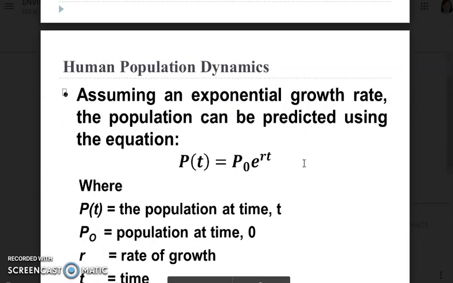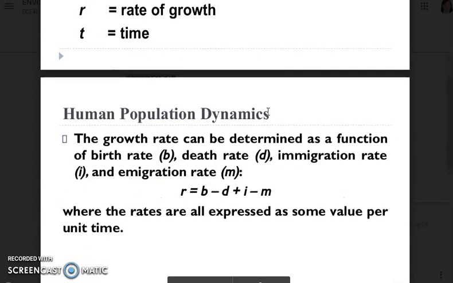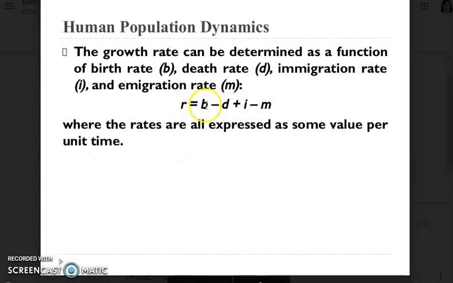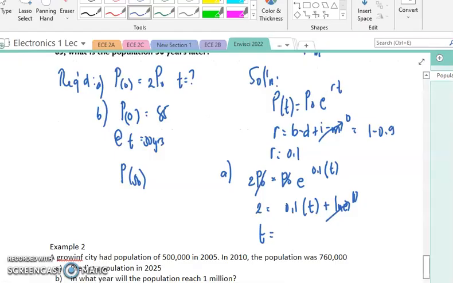Now, assuming the exponential growth of the human population, we have this formula that can be used for prediction. Right? So, P sub T, the population at time T, is equal to P sub O, where P sub O is the initial population, multiplied with the exponential e raised to R times the time T, where the rate R is simply equal to the birth rate, the death rate, the immigration, and emigration. Okay? So, let's go now with our first example.